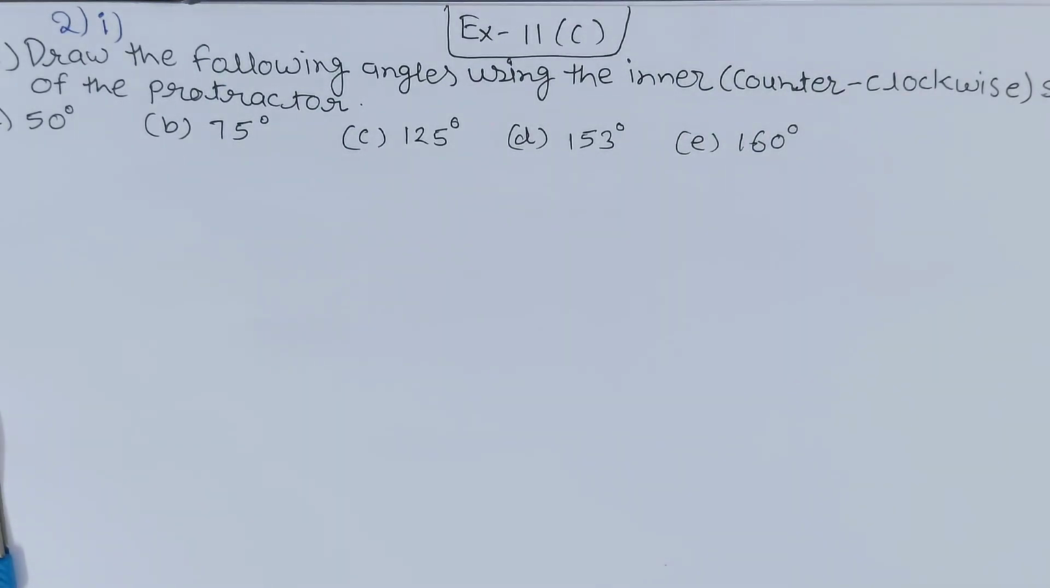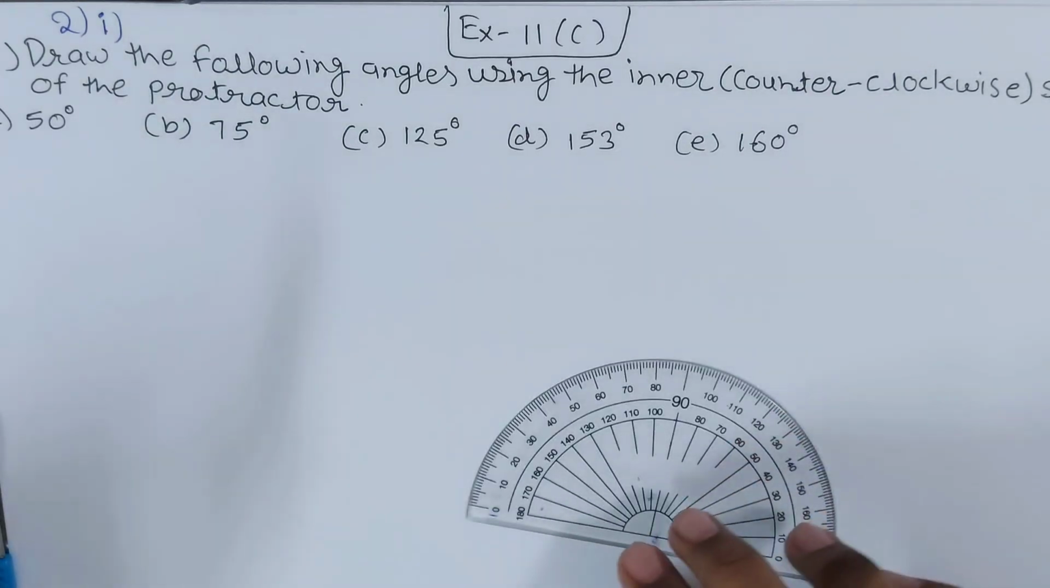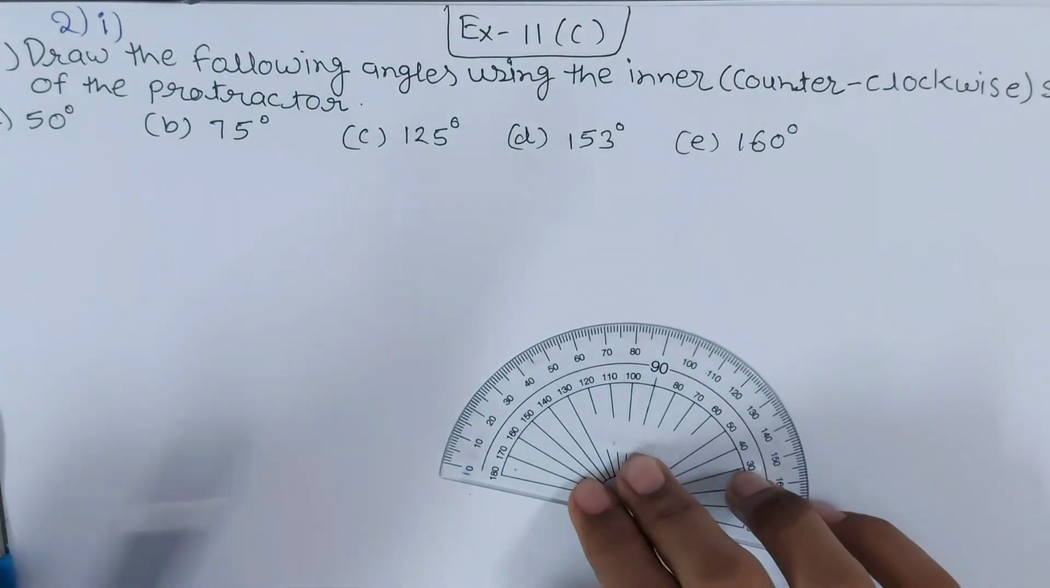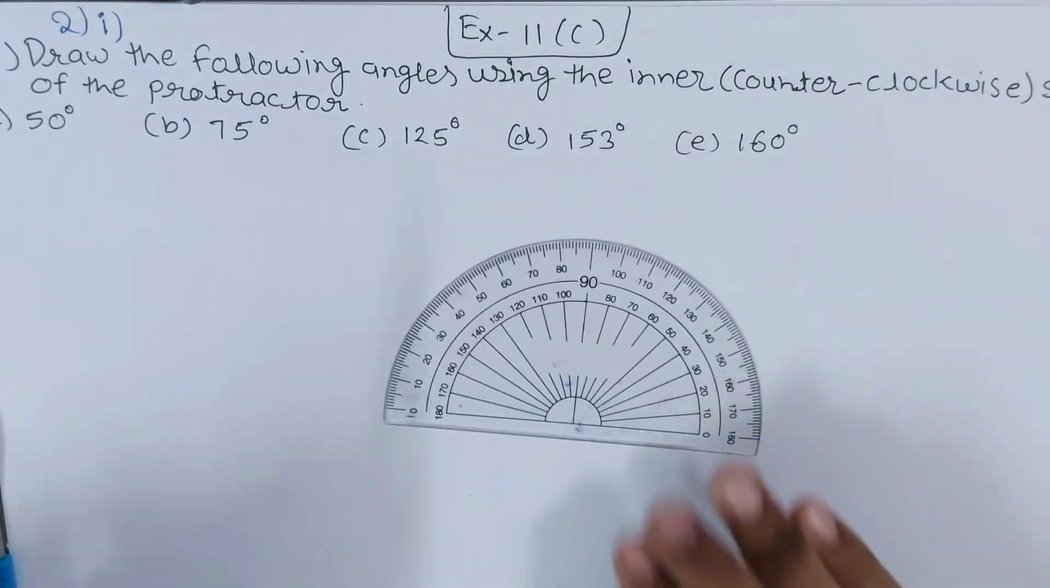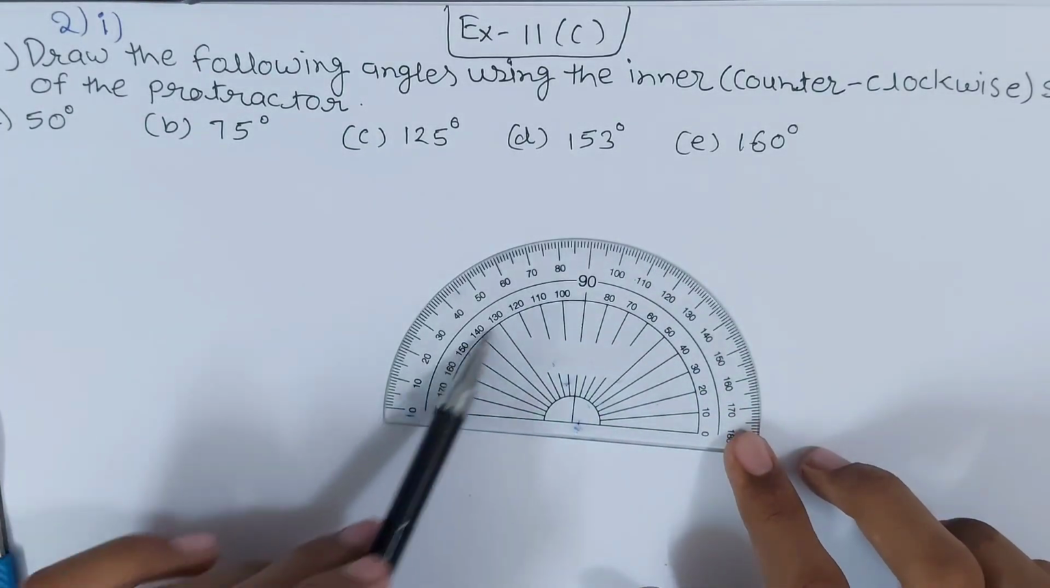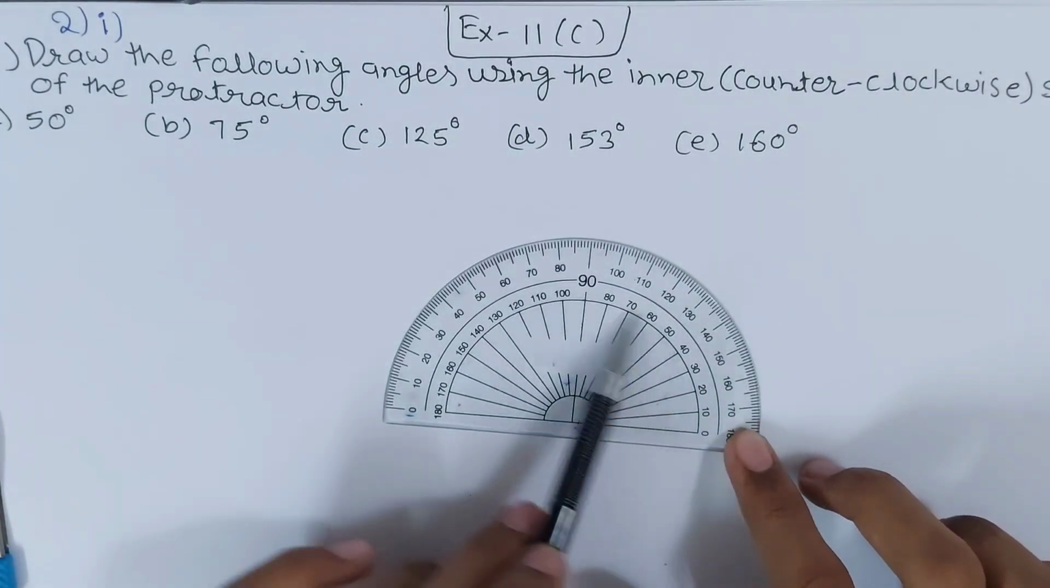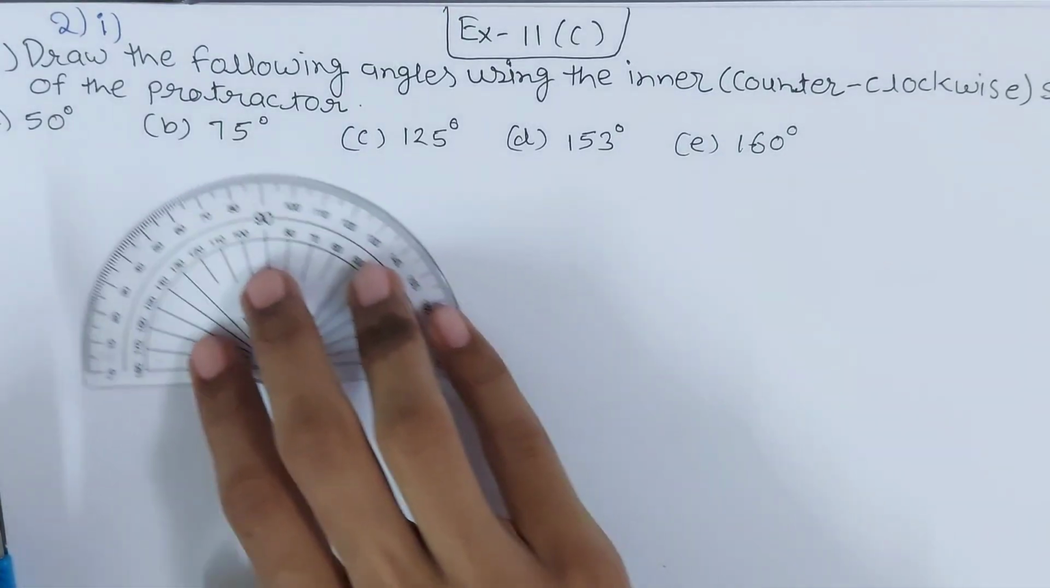In this video we are going to solve ICSE Mathematics Class 6 Chapter 11 Exercise 11C question number 2. This is the first part. It says: draw the following angles using the inner counterclockwise scale of the protractor. Just simply, you have to use the inner scale, the numbers written on the inside, and make the angles using that. So I'll make these angles.